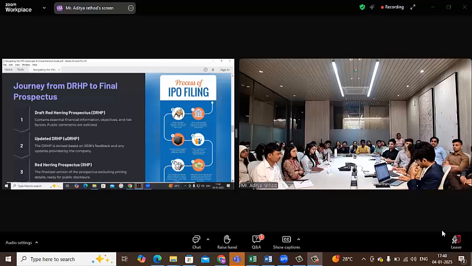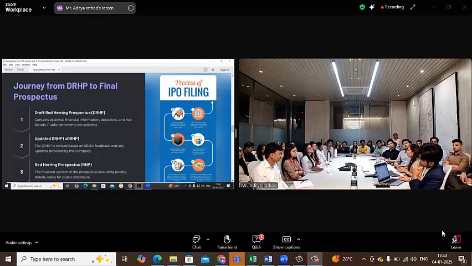Those are disclosed with additional information. And usually UDRHP takes only 2-3 days for SEBI's approval. Then it becomes easier for the company to file the RHP, because in UDRHP they've already updated a lot of information. So UDRHP is basically an intermediary stage; it's optional, not mandatory for all companies, but usually most companies do it.